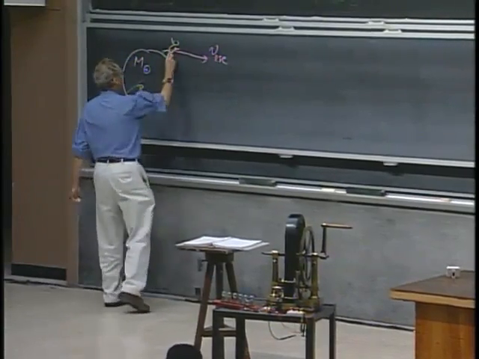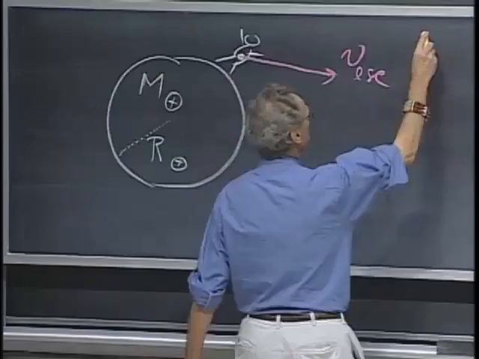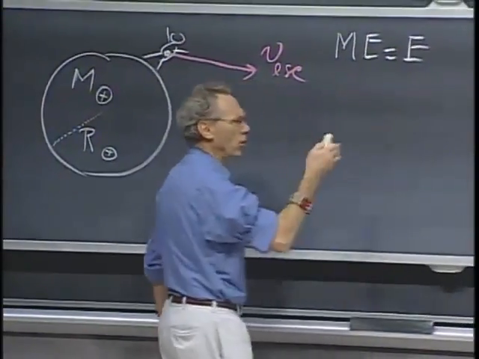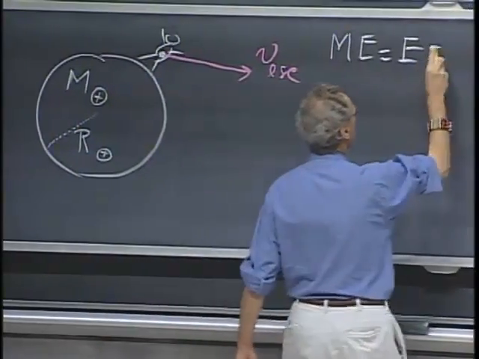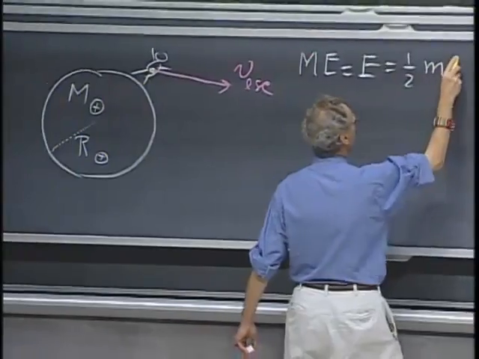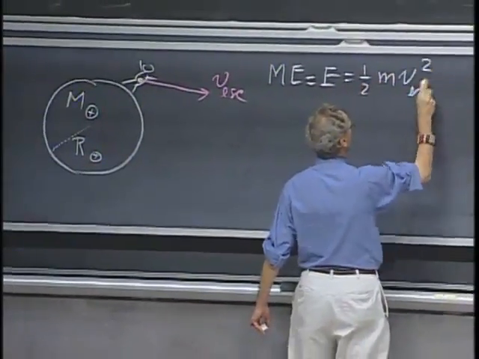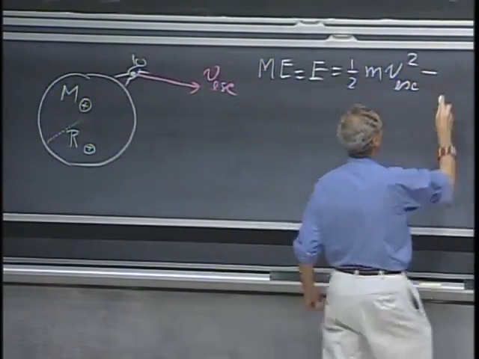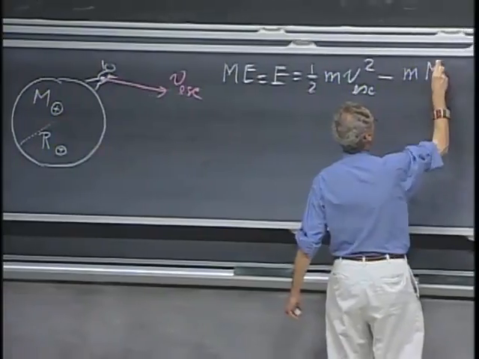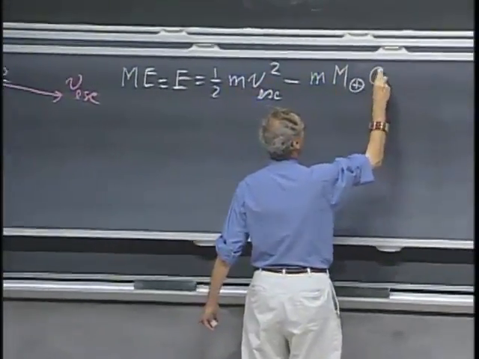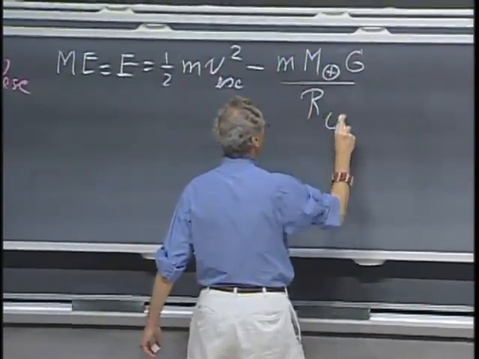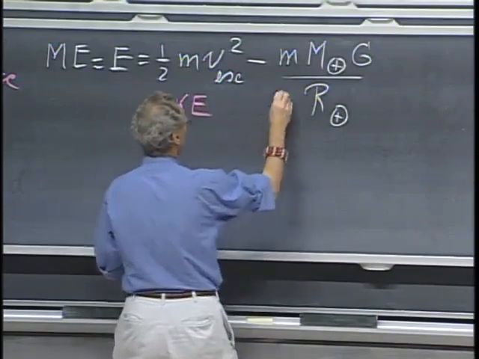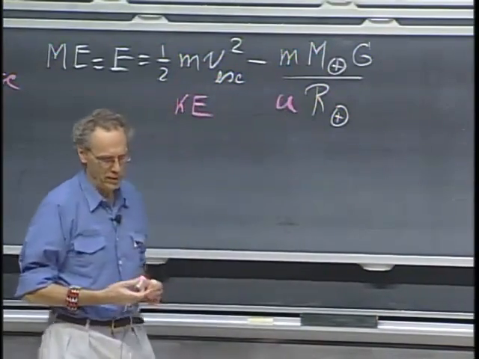Well, when you're standing here and you have that speed, your mechanical energy, which we often simply call E, the total energy, is the sum of your kinetic energy. This is your mass, this is your escape velocity squared, plus the potential energy, and the potential energy equals minus m M_Earth G divided by the radius of the Earth. So this is your kinetic energy, and this is your potential energy, always negative, as we discussed before.